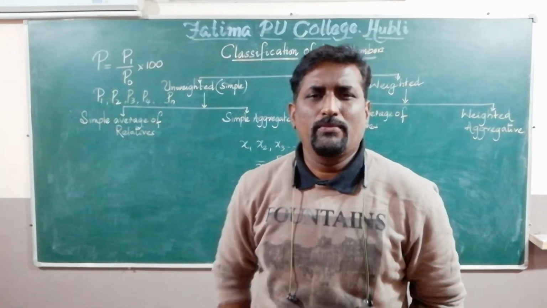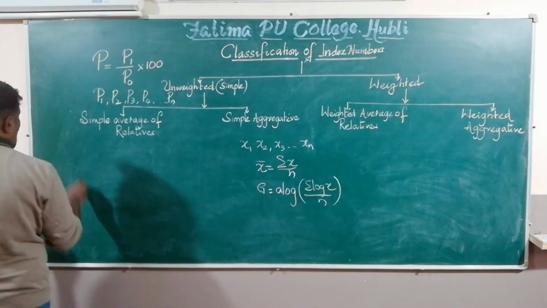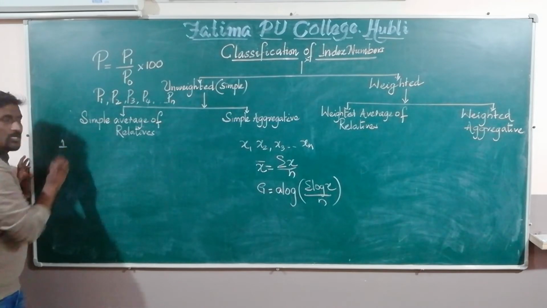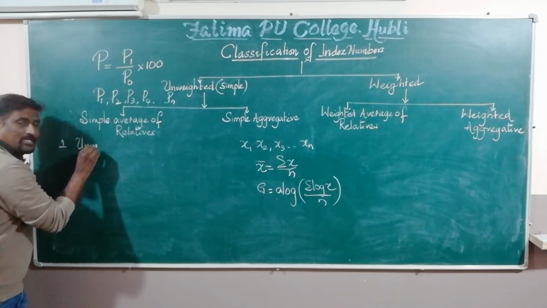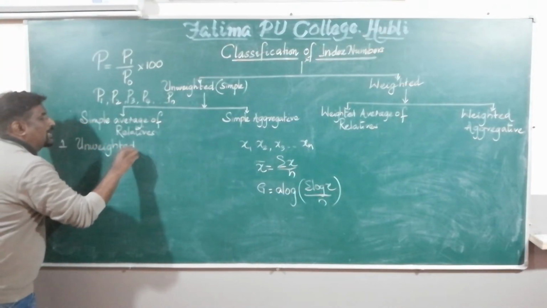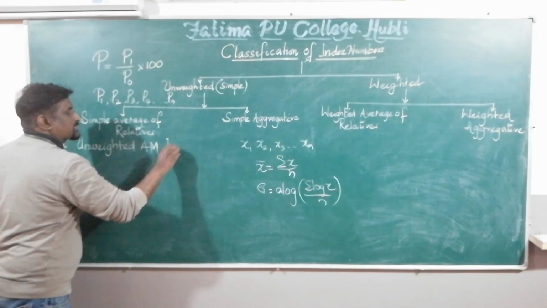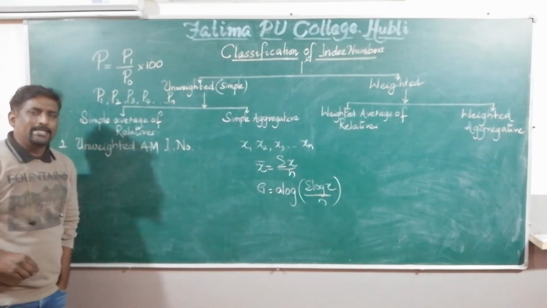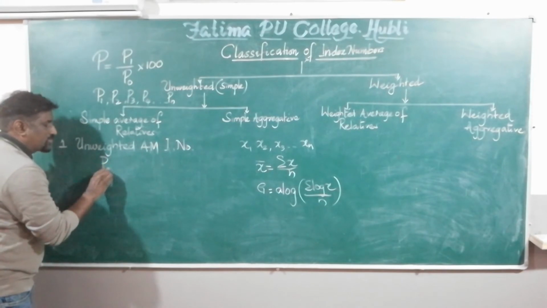What is the first formula in index number? The first formula in index number is called number 1. I'll write it like this. I hope you can see me, visualize me. It is called unweighted arithmetic mean (AM) index number. Unweighted arithmetic mean index number, students, and it is denoted as P01.